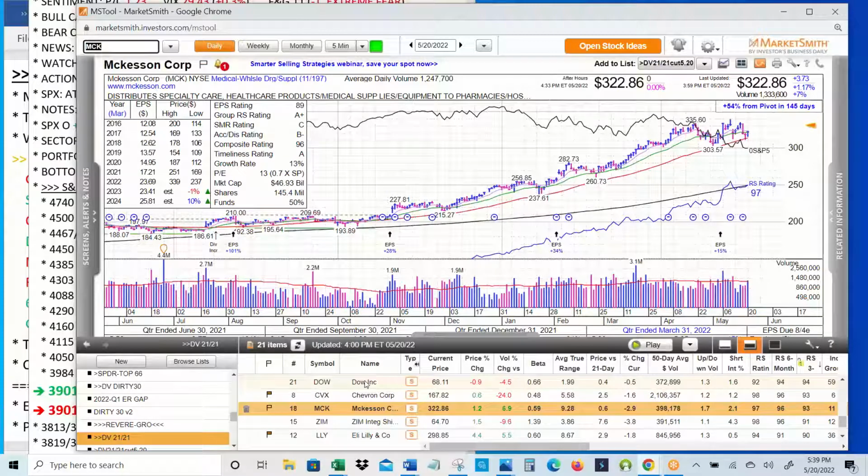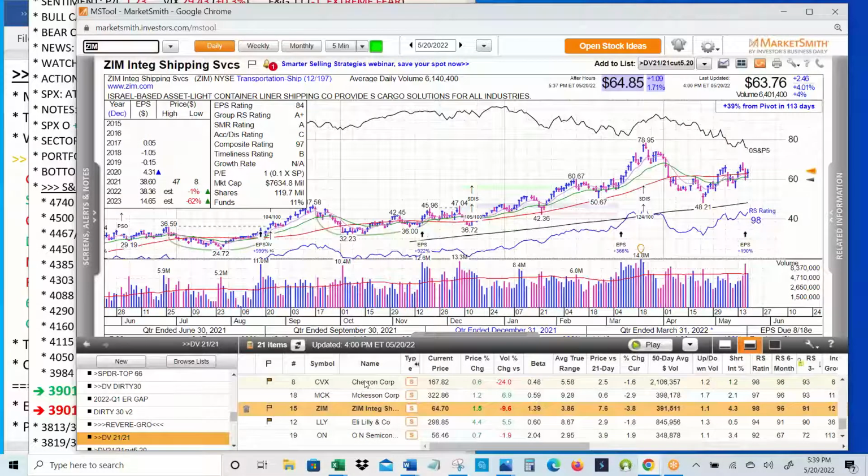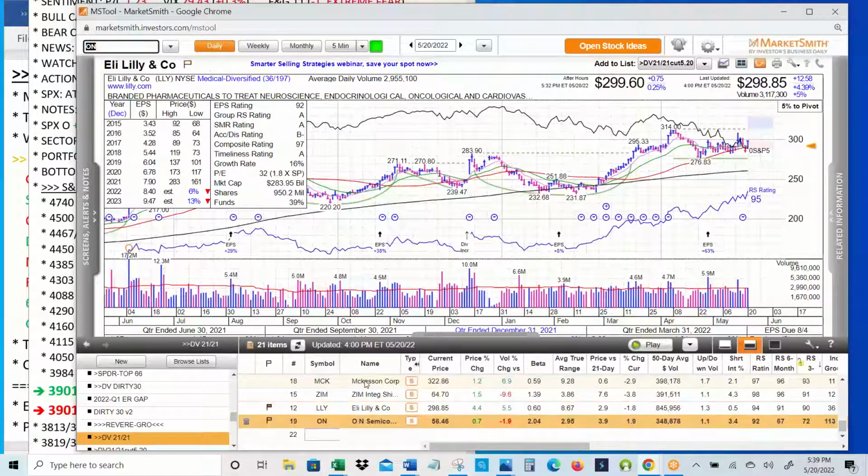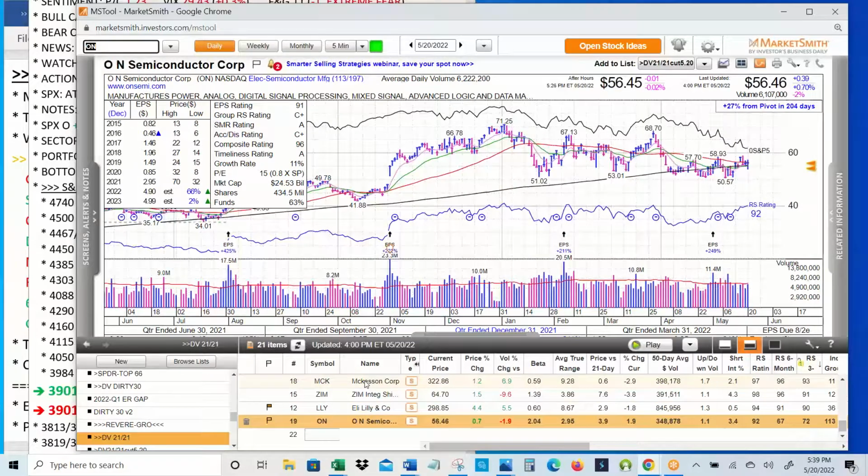McKesson, it's a medical company, sitting right on the 21, bounced off the 50. Zim, another shipper, near the 21 and 50. Eli Lilly continues to show relative strength, dipped below the 50-day yesterday, reclaimed it today. Nice relative strength. And the last semiconductor that seems to be holding above the 200, the 21, and the 50 confluence right there, ON Semiconductor, showing relative strength.